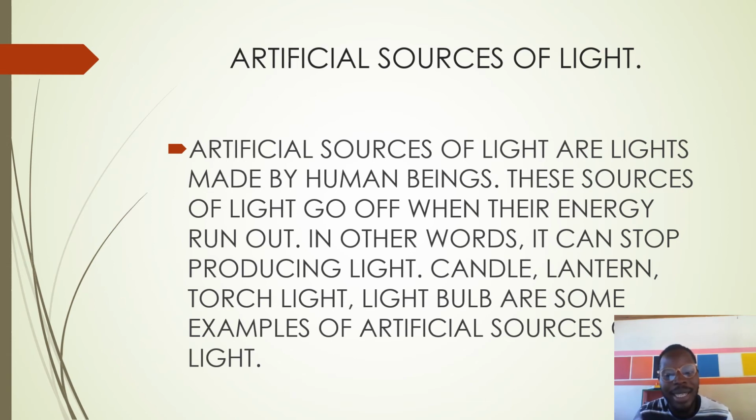In other words, it can stop producing light. You'll be there, then your light will go off, say prepaid or light out. The energy consumption is high, so it has run down. That is the artificial source of light. Examples: candle. You have used a candlestick; it cannot take you through the night. Lantern: the kerosene in it will get finished. Torchlight: the battery in it will run down. Light bulb, light out, are some examples of artificial sources of light. They can run down, they can stop producing light. Candle, lantern, torchlight, light bulb, and many more.